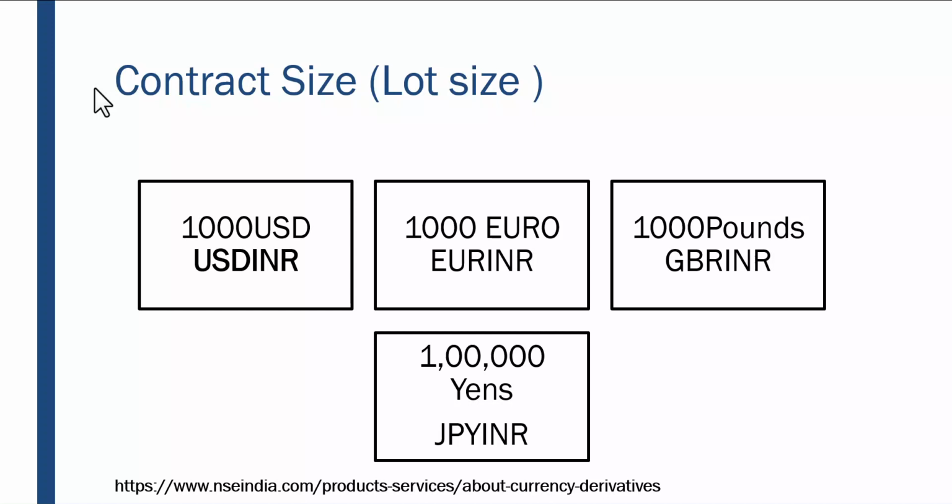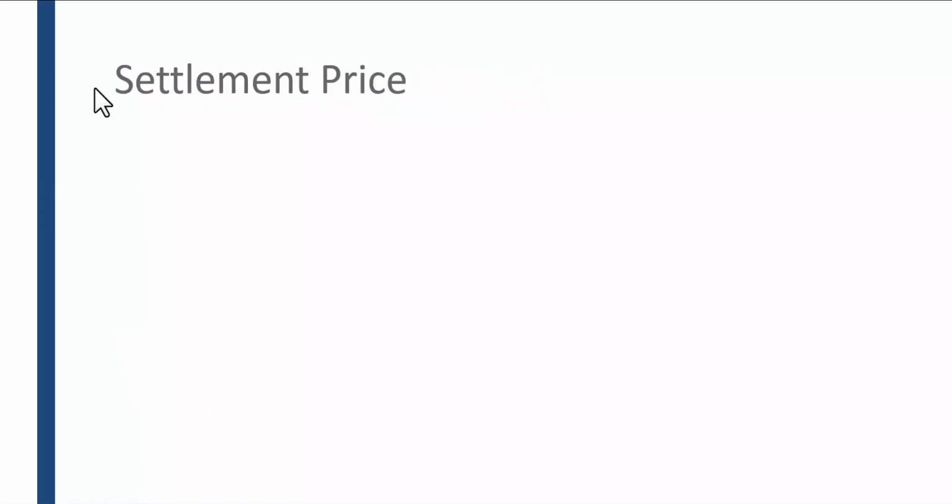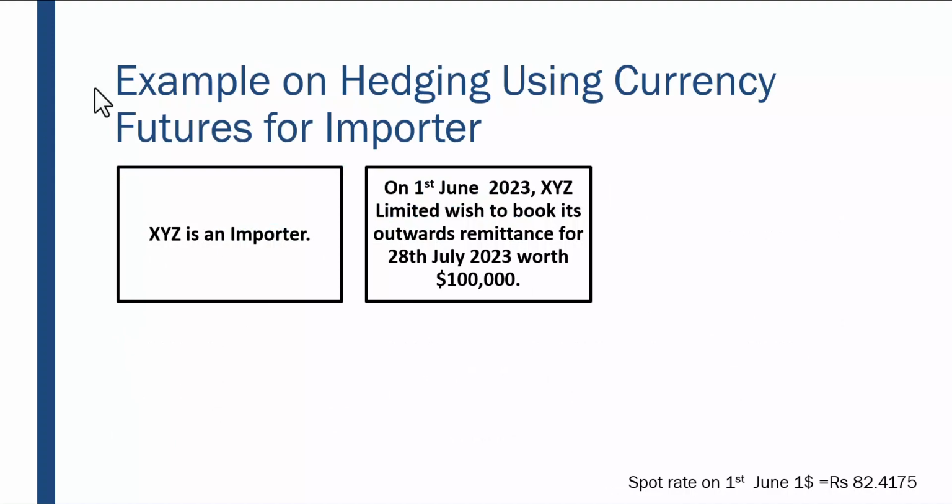But if it is going to be, say, $100,700, then either I take $1 lakh, or I'll be taking 101 contracts. So I'll be sometimes overhedged or underhedged, because it's a standardized contract. For yen, it is 1 lakh yen. Okay. So let's start with a question.